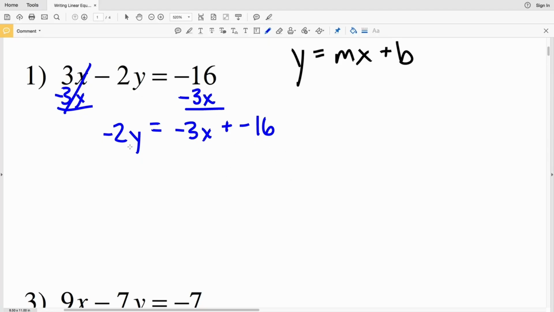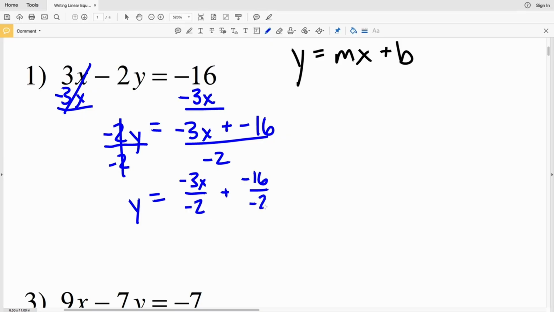And you can tell we're almost there, except y cannot have a coefficient, so we're just going to divide by negative 2. When we divide by negative 2, we'll have a positive y on the left, and then we're going to split this fraction. So we'll have negative 3x over negative 2 plus negative 16 over negative 2.